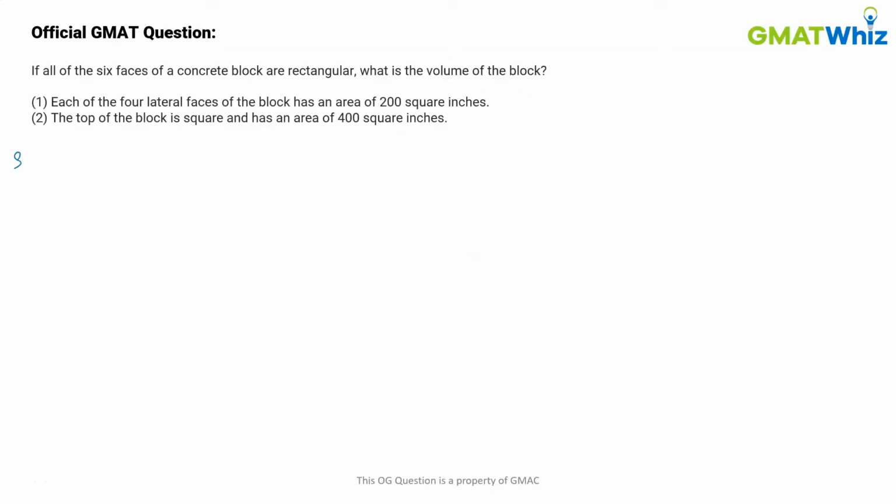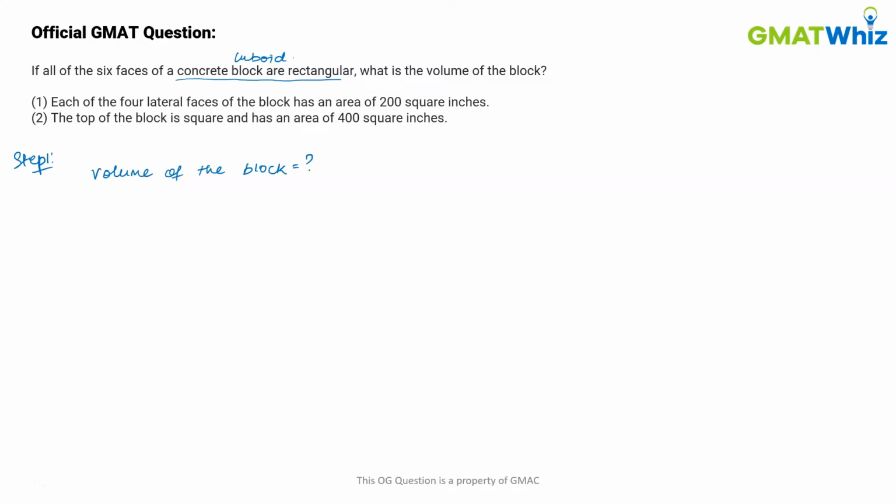In this question, we are given that all of the 6 faces of a concrete block are rectangular, and we have to find the volume of the block. Before moving on to the statements, let's understand what this part of the question implies. Since all of the 6 faces of a concrete block are rectangular, this means that the object is a cuboid. So, we have to find the volume of the block.